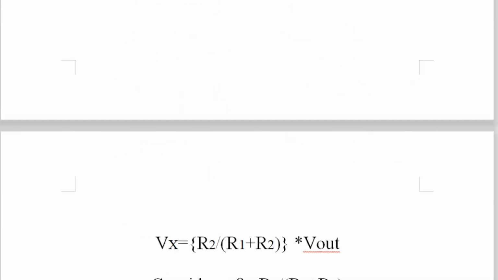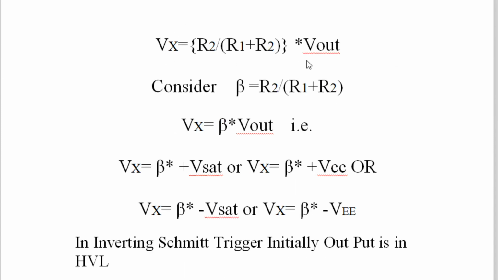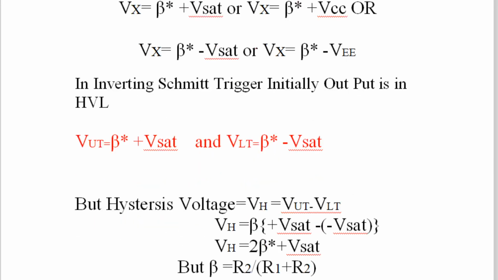So a very simple thing: start from Vx. You know Vx is this. Vout can be HVL or LVL. HVL means plus VCC, LVL means minus VEE. In this way you put that, and we use plus Vsat and minus Vsat. Then you know that the upper trigger point is beta into Vsat plus, because initially the output of the op amp of the Schmitt trigger is in the high voltage level. Therefore the upper trigger point is beta into plus Vsat.